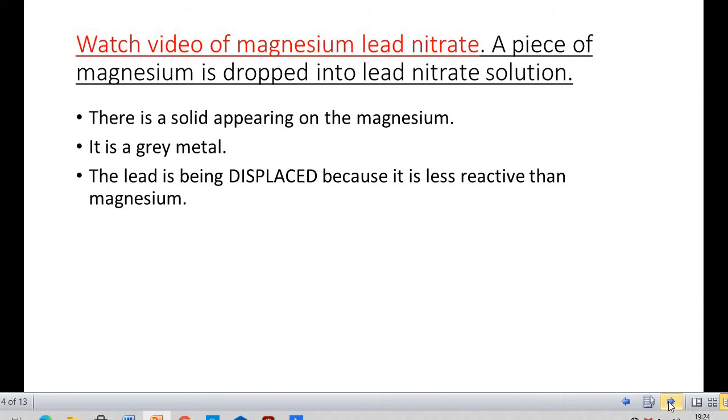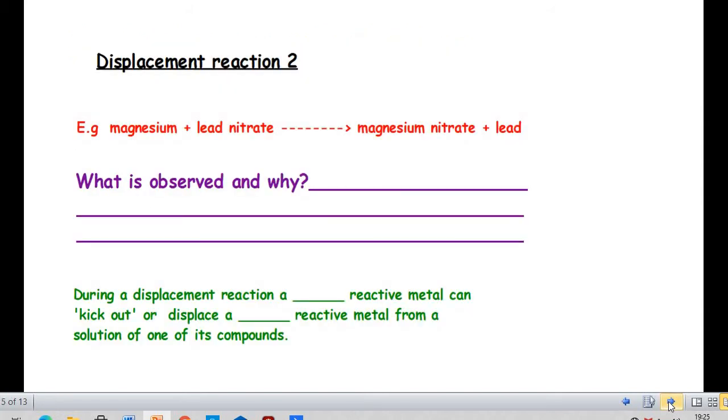And if you think about which one is more reactive, magnesium or lead, out of the two metals, magnesium is more reactive. So the lead is being displaced. The lead is being kicked out of solution. So that's what's appearing on the magnesium. And that's what you've got there in your book.